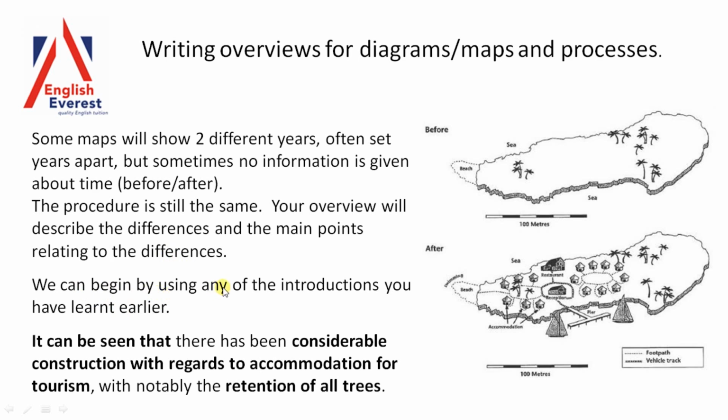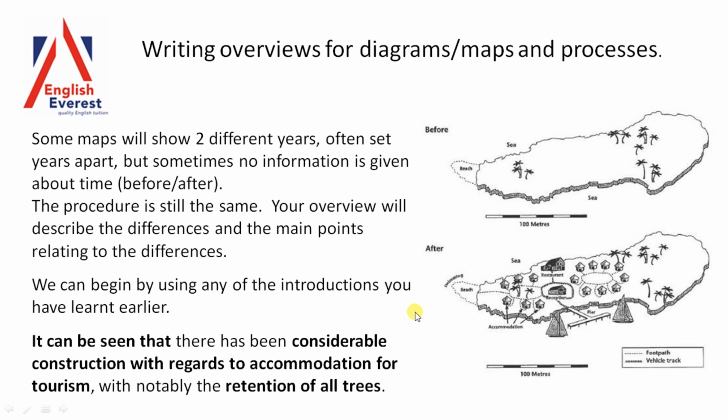We can begin by using any of the introductions you've learnt earlier. So here's our example. It can be seen that there has been considerable construction with regards to accommodation for tourism, with notably the retention of all of the trees. So here we have the trees in the original map. In the second map we have extensive construction for tourism and the retention of all the trees. So they're the main things. In your essay you'll describe what's been added, what's been moved, etc.